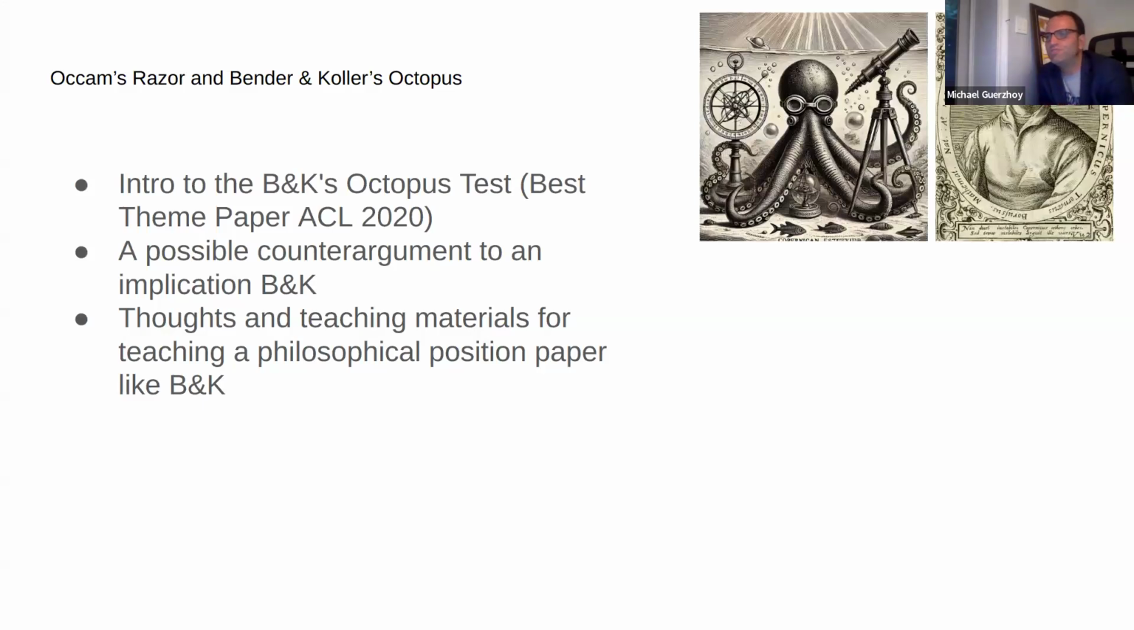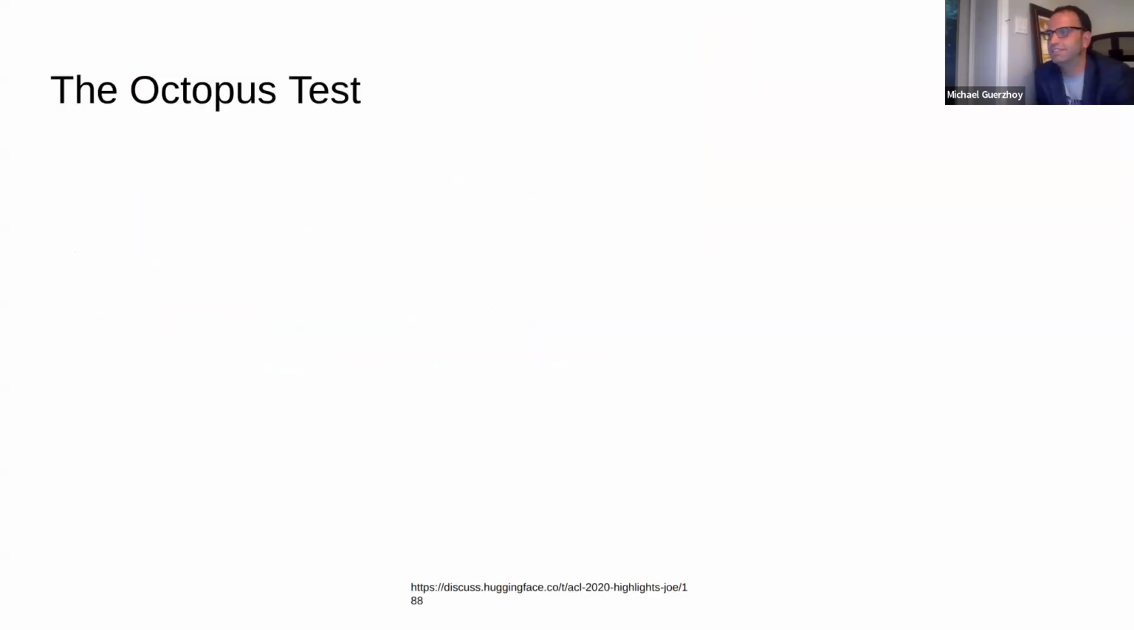So I'll briefly review B&K's Octopus test from ACL 2020. I'll present briefly a possible counter-argument to an application of B&K, and I'll give some very brief thoughts on teaching materials and teaching a position paper that's kind of like this.